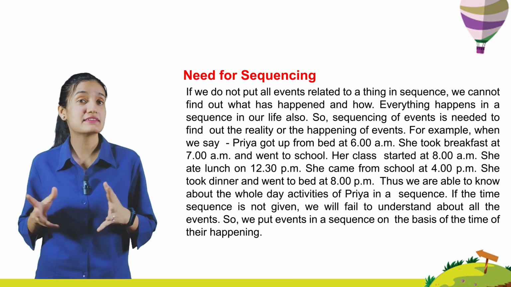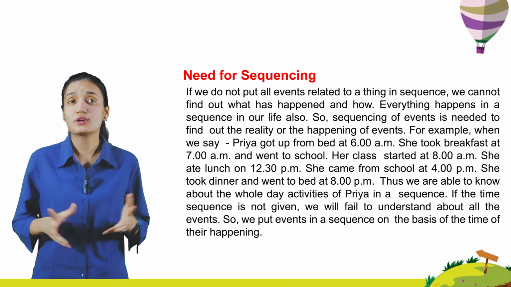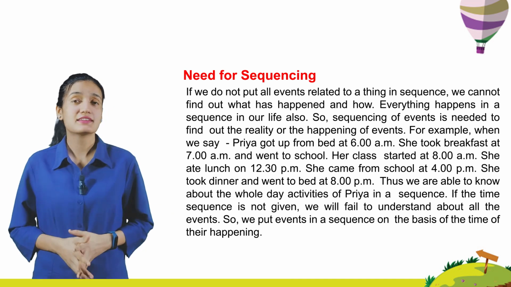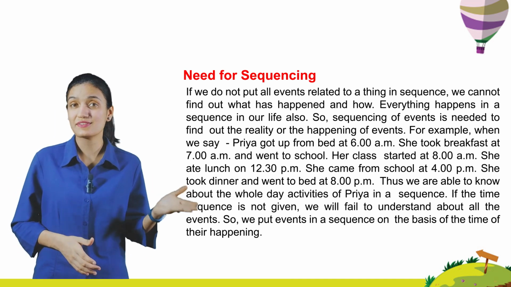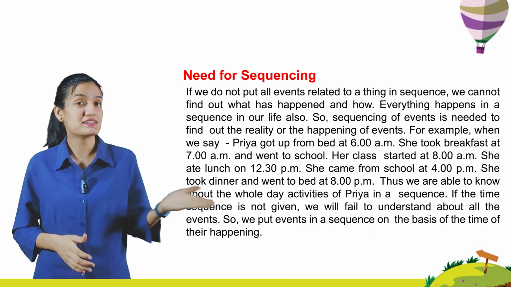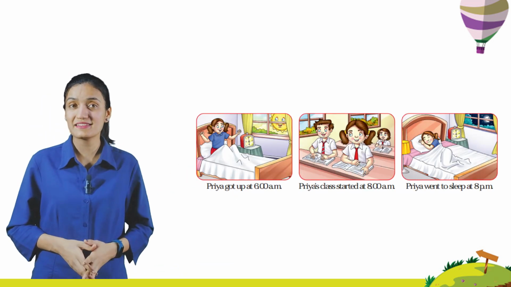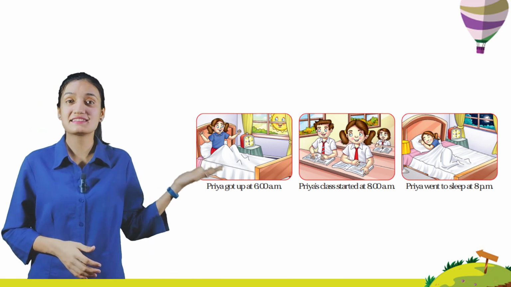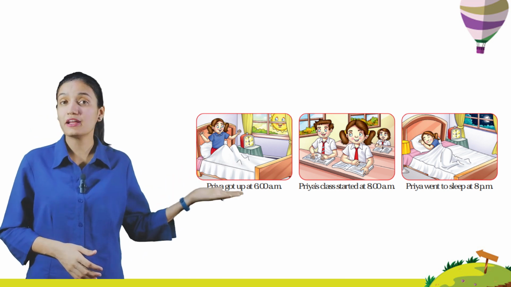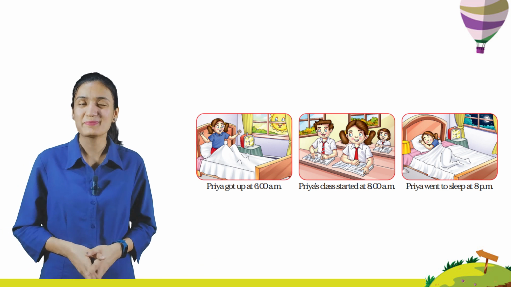If the time sequence is not given, we will fail to understand all the events. So we put events in a sequence on the basis of the time of their happening. Here you can see the picture of Priya got up at 6 a.m. Priya's class started at 8 a.m. Priya went to sleep at 8 p.m.